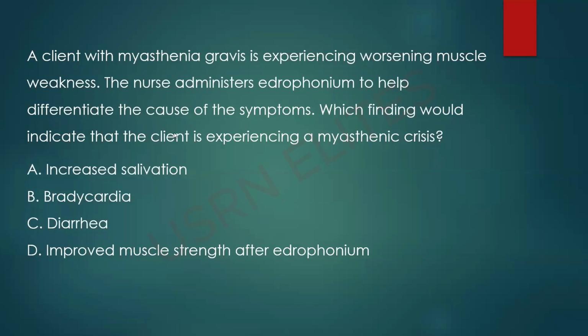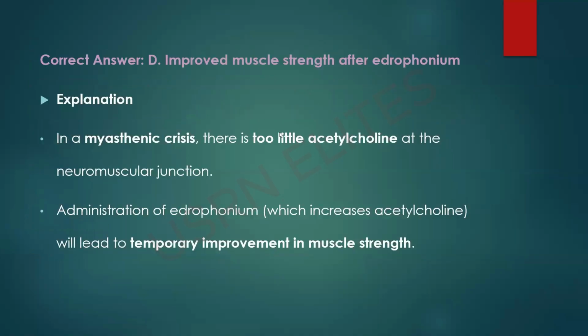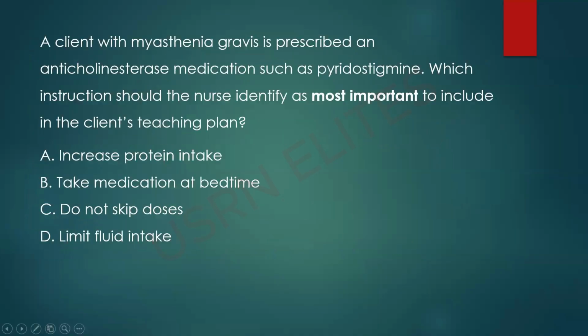All right, so that is true. Okay, our next one. A client with myasthenia gravis is prescribed an anticholinesterase medication such as pyridostigmine. So you see, I've been doing well, right? With the mention of the medication I've been doing very well. Which instruction should the nurse identify as most important to include in the client teaching plan?